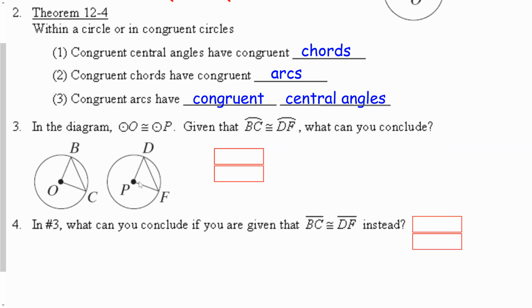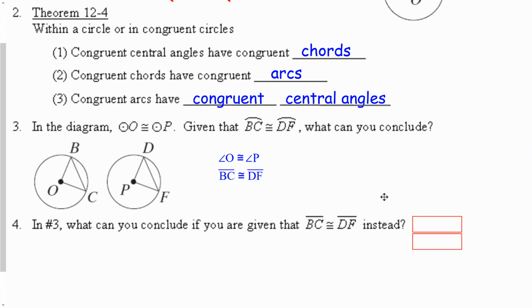Number 3 here, we're showing two congruent circles, circle O and circle P, and we're given that arcs BC and DF are congruent to each other. So the conclusions that we can come up with from here come back up here to this theorem that we just talked about. Once we know we have congruent arcs, we can say we have congruent central angles. So angle O is congruent to angle P. And then once we have congruent arcs and then congruent angles, we also have congruent chords. So the chords in this case would be segments BC and DF that would be congruent.